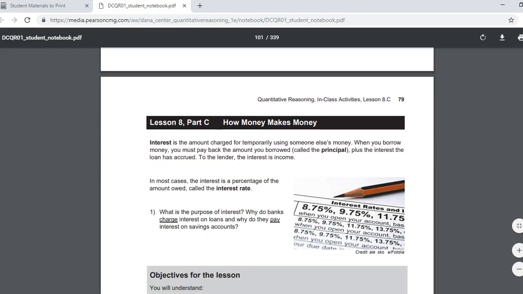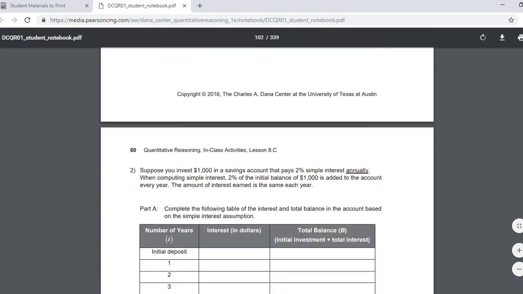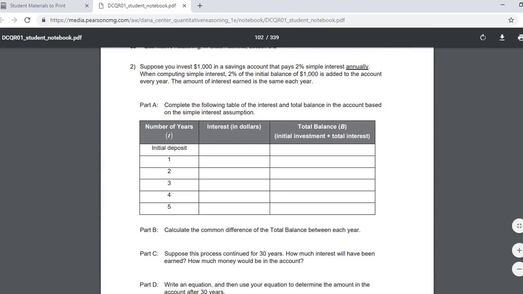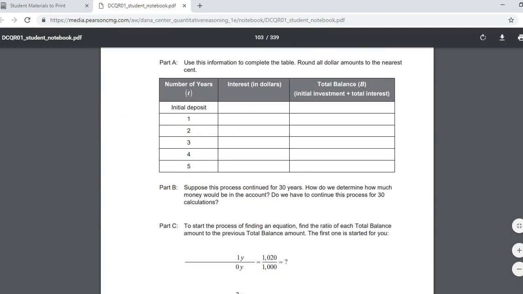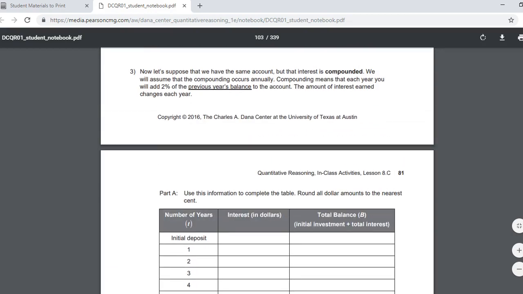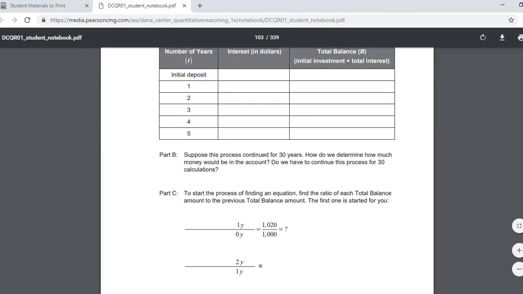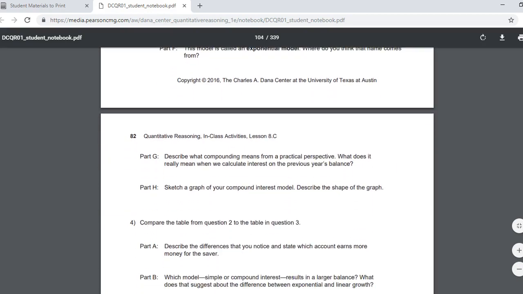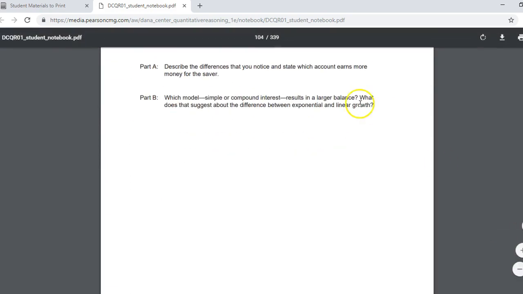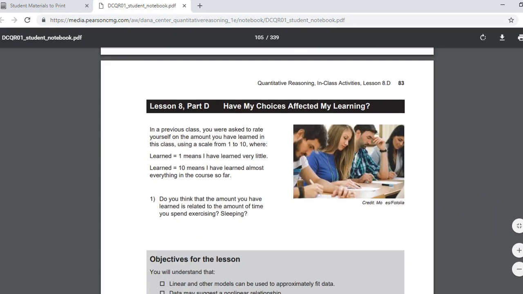Just a little bit more about money, interest rates, and man, you better expect this on the test. Question 2 talked about simple interest, and then this is probably 3, talked about compound interest. You need to know how to calculate them as simple interest, how to calculate them as compound interest, and then how to make a judgment call on, like right here, describe the differences and which model is going to result in a larger balance.